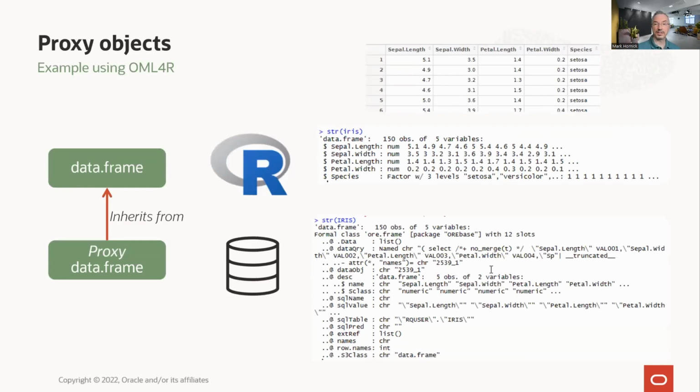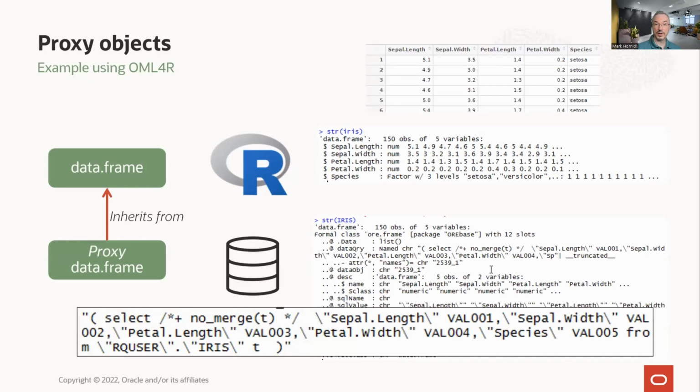So how do we achieve scalability through OML for R? OML for R introduces proxy objects that behave as R data frames, but map to database tables and views. Here we show how the proxy data frame is a subclass of R's data frame class. Note that the structure of the R data frame, which contains the actual data, is very different from the proxy object, which contains a reference or query to the data table or view. This depicts the data query that corresponds to the iris table in the database.